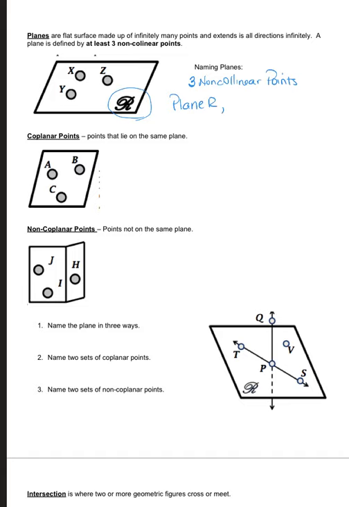Or we can do the 3 points in any order. So I could call this X, Y, Z. I could call this Z, Y, X. I could call this Y, X, Z. So pretty much any combination of those 3 letters you can use. You cannot use the R because it's not a point. But the other 3 we can name in any order.